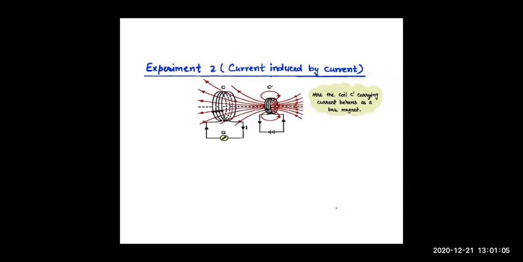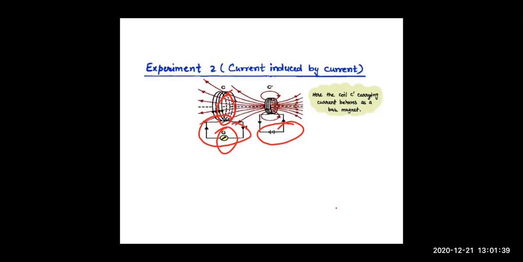So, in experiment 2, what are we doing? We are replacing the bar magnet by another coil which is carrying current. Here you can see a battery. So this is a coil carrying current, and this is going to do the same work as the bar magnet did. Here you have a coil C of a few turns of conducting material, connected to a galvanometer, and the galvanometer will detect the presence of current.